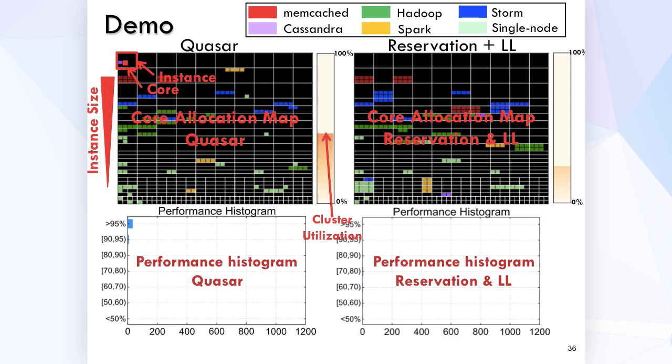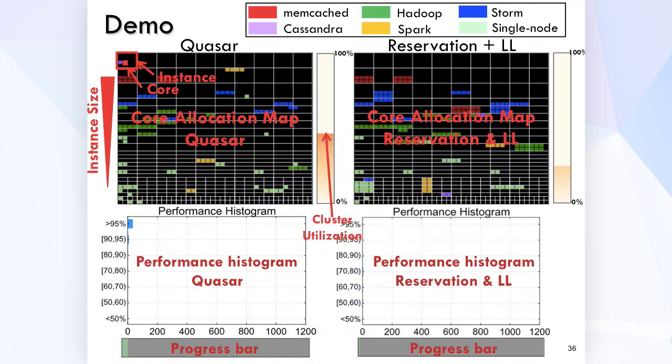And then in terms of performance, I will show performance histograms. And the way to read this is that each horizontal bar here corresponds to the number of applications that have completed at that point in time and achieved a certain level of performance. So the top bar means that those applications got within 5% of their QoS. So that is what we want to see. We want to see most applications added in the top bar. And then finally, the progress bar shows how far into the experiment we are. Okay, so the ideal behavior that we want to see is high allocation, high utilization, and most of the applications in the top bar. So let's see how this works.